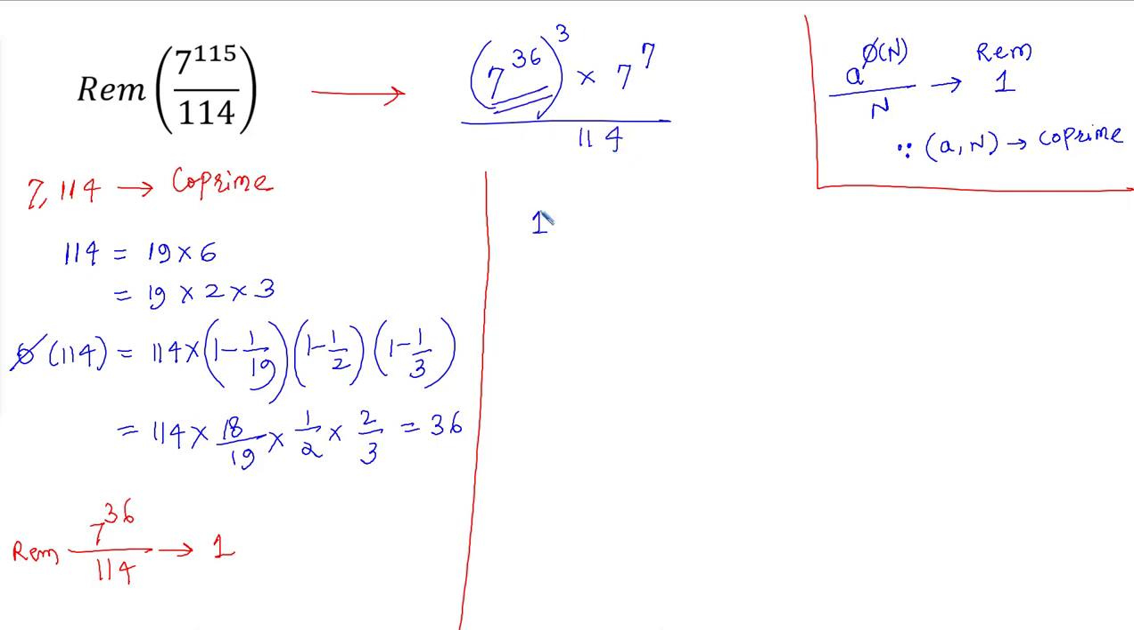I will show you this question by using another method also. So as of now 7 to the power 36 when divided by 114, the remainder is 1. 7 to the power 7 I can write it as 7 cube into 7 cube into 7 to the power 1.